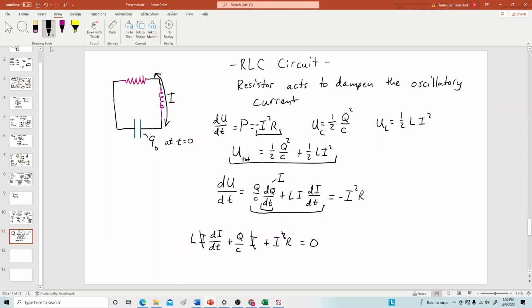And I can get rid of an I everywhere. That leaves me with this equation, L di dt plus IR plus Q over C equals 0. And now I can write my I's in terms of the derivatives of the charge. So this is going to be L d squared Q dt squared plus R dq dt plus Q over C, let me write this as lowercase q.